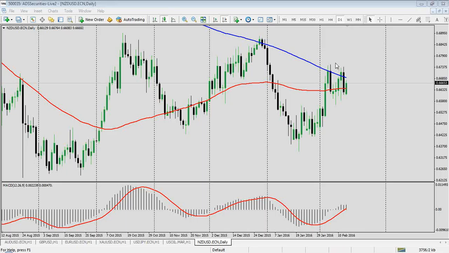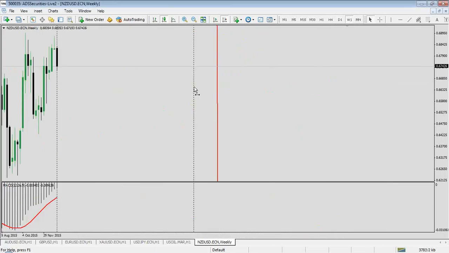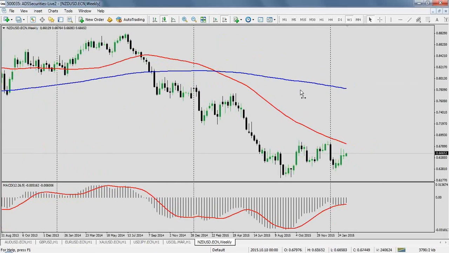In the meantime, today we'll be looking at one extra pair, as I informed, and that pair is the New Zealand dollar. If we look at it on the weekly time frame, we can see that the New Zealand dollar has been falling sharply in the last 2.5 years, but for now the pair has found itself a resistance.